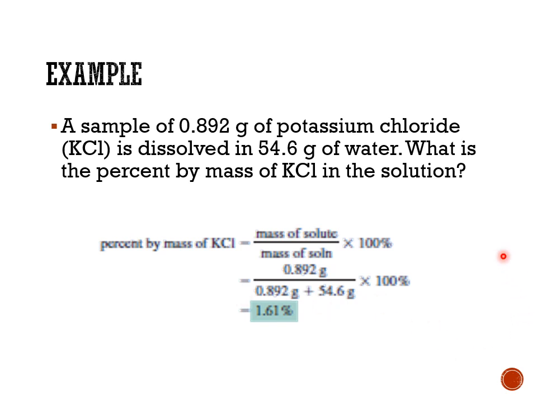So, as we have discussed earlier, percent by mass is equal to the mass of solute divided by the mass of solution times 100. So, mass of solute, 0.892 grams of KCl divided by the mass of KCl plus the mass of water in grams times 100, and that is 1.61%.